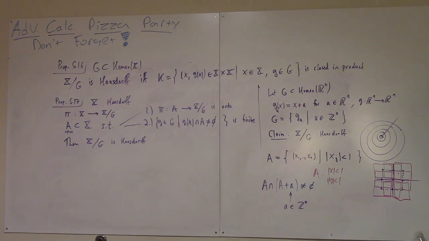Okay, next result, corollary 5.19. Let G be a finite group of homeomorphisms of a Hausdorff space. Then I got distracted.